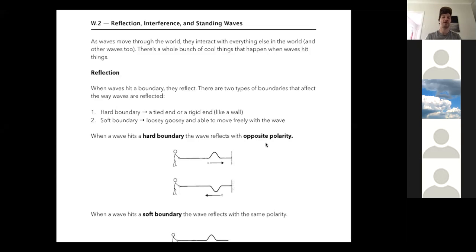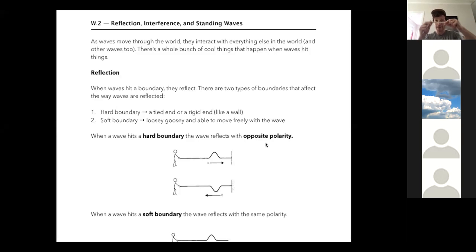Here we go. Reflection and interference and stuff like that. Waves interact with stuff, right? It's transfers of energy. That energy interacts with stuff. And there's a couple different rules in how these waves react with things. But before we need to know what they react with, we need to define what a boundary is, okay? And a boundary is just a separation between two different waves.